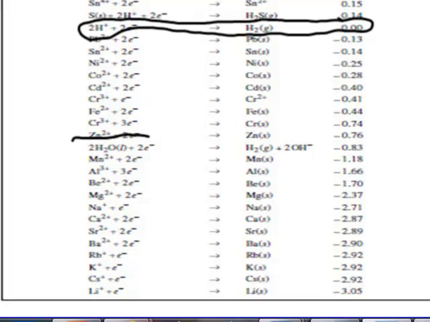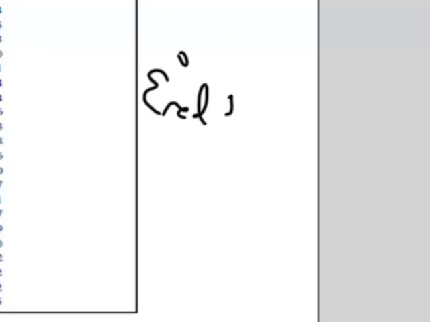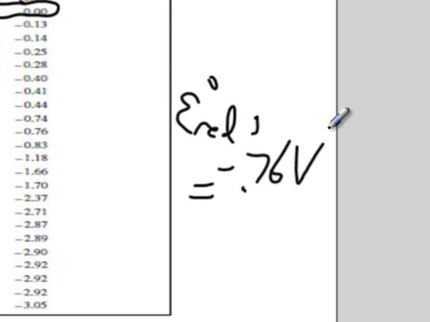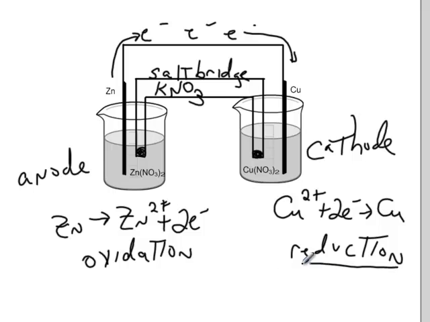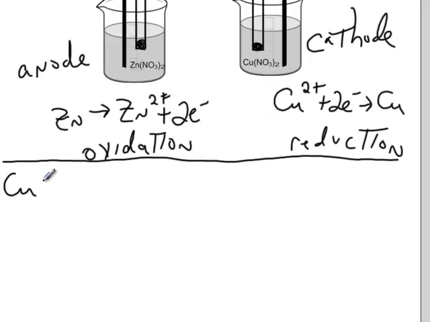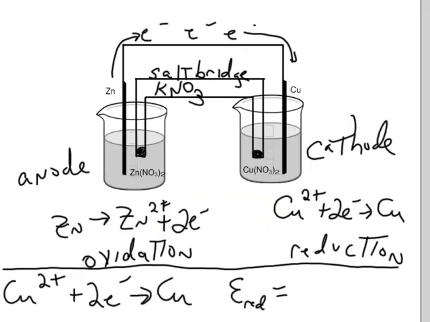That E reduction, standard, is negative 0.76 volts. Now if I'm figuring out the E cell, the E of this entire cell that I have on the other page, I can use those values. I can say Cu2+ + 2 electrons goes to Cu has an E reduction equal to, what did we say that was equal to? 0.34.